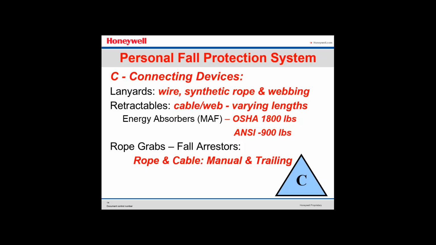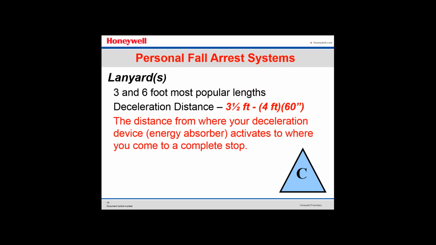Those are the two families, and then there's anti-panic, and there are a lot of other options you get with those, but that's the basics: you can get a manual unit or a trailing unit, and it can be for synthetic rope or wire cable. And the popular cable sizes are 8, 9, and 10 millimeter.